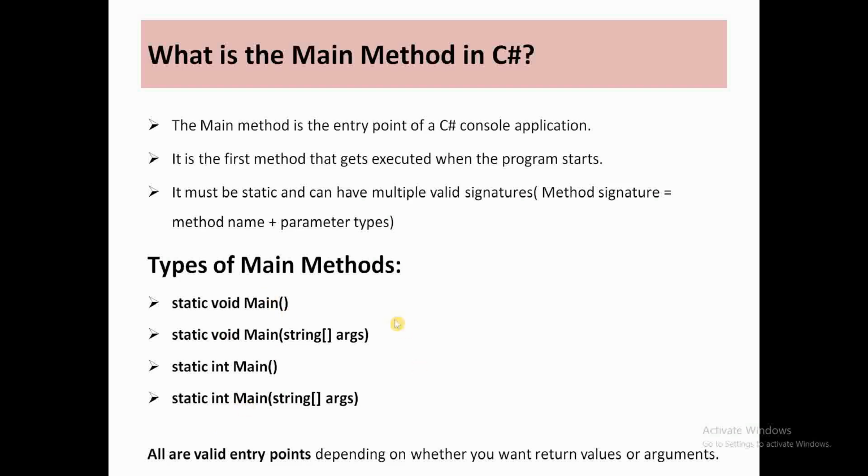These all are valid signatures. We can use any main method in this format. It is all valid in our program. If we want to return some value, we can use the int version, or if we don't want to return any value and only want to print some message, we can use the void keyword.